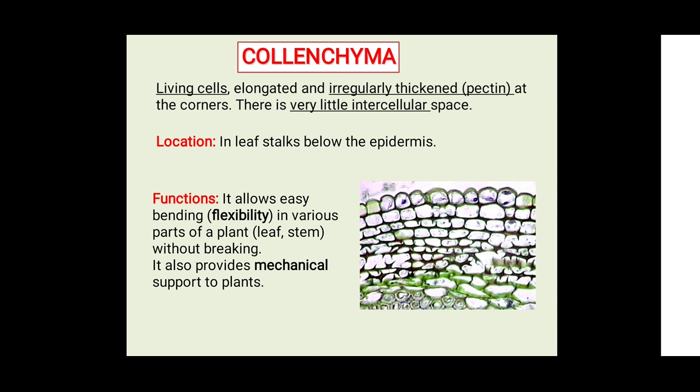Now, what does this mean, without breaking? You may have observed that if there is a storm and there are strong winds, then the tall trees, they will bend and they will be broken, they will be uprooted. But these small plants, they simply bend with the wind and bounce back to their original position. And it also, again, in small plants, it will be providing that strength to stand. So it provides the mechanical strength also.